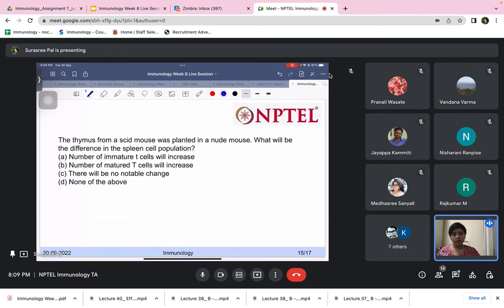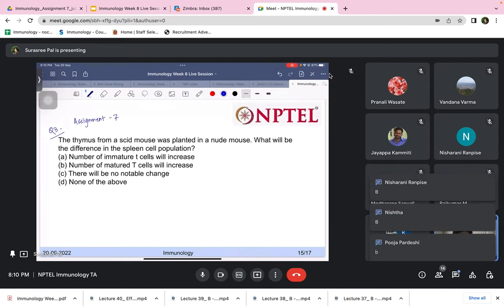This question was there in assignment 7, question number 3. Someone asked me in the discussion forum. The question was: the thymus from a SCID mouse was planted in a nude mouse. What will be the difference in the spleen cell population? Can anyone tell me the answer? Number of mature T cells will increase, ma'am.